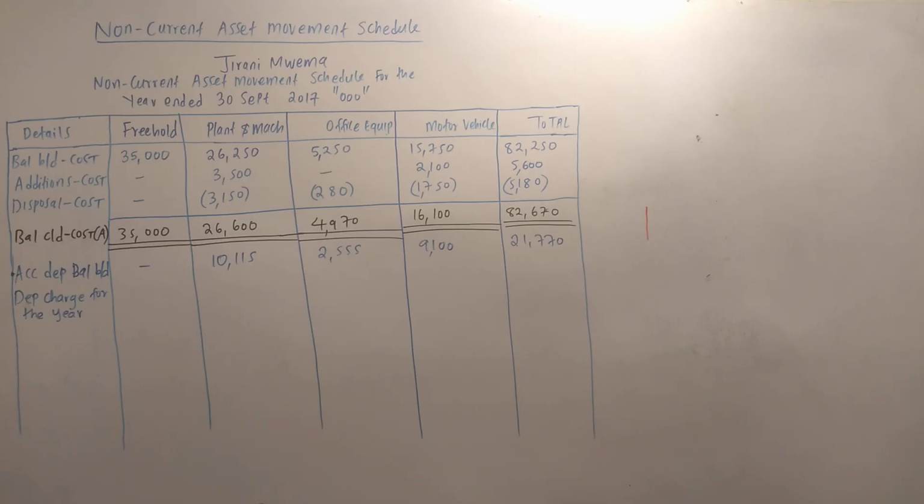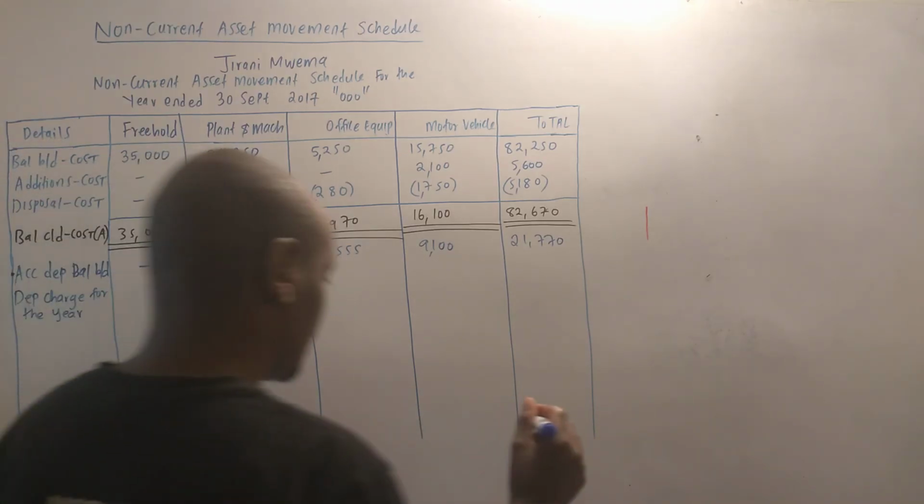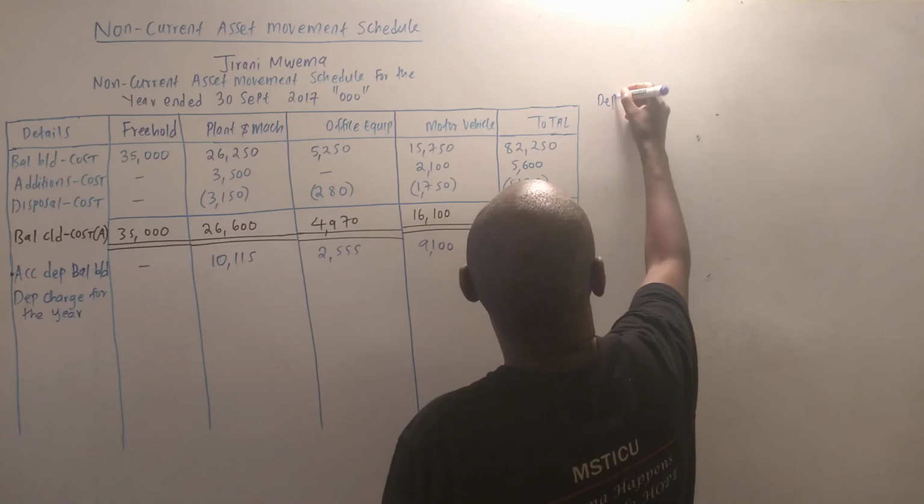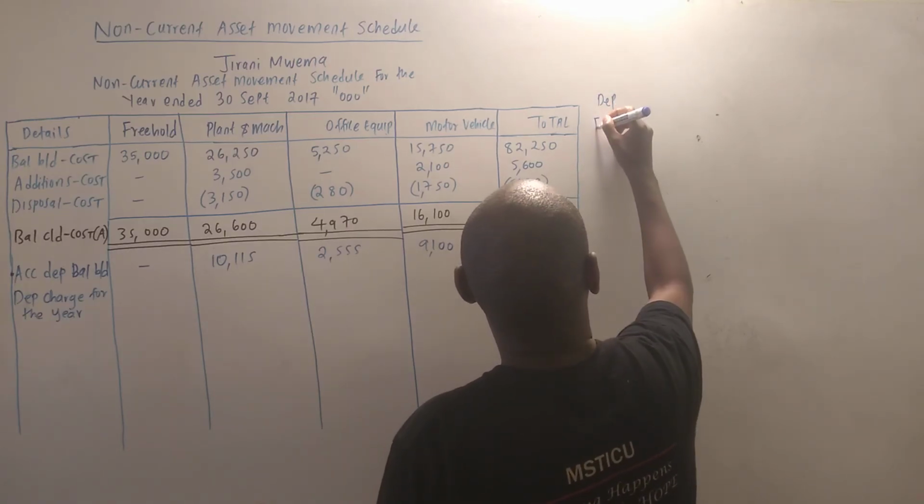So that 5,000, if you check, it was in October 2016, and at the end of that year, that is on 30th September 2016, it was still at 5,000 because there was no depreciation. Now let us consider depreciation first. So let's compute depreciation here. So depreciation for Freehold. Let's start with the Freehold.